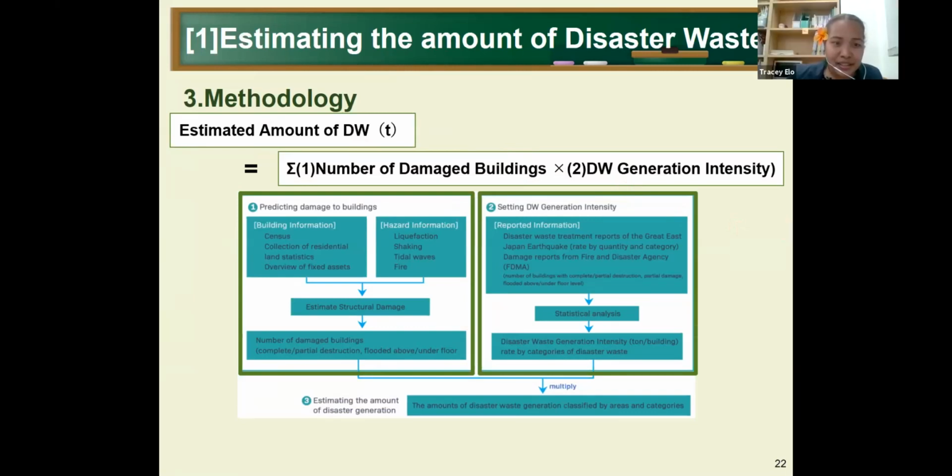Excuse me, Higashi Sensei. The way the formula stands out, it seems easier than I imagine, that is, if it's straightforward. Or what do you think, Mahi-san? I personally think that it's a little difficult, maybe, because I don't know how to calculate the number of damaged buildings and the disaster waste generation intensity. How do we know that?